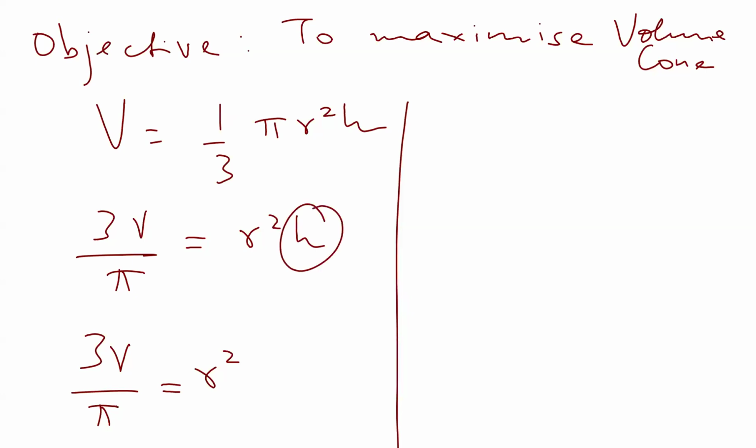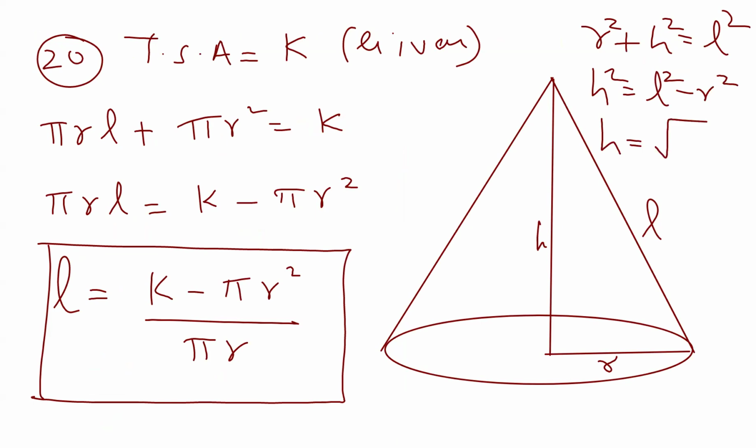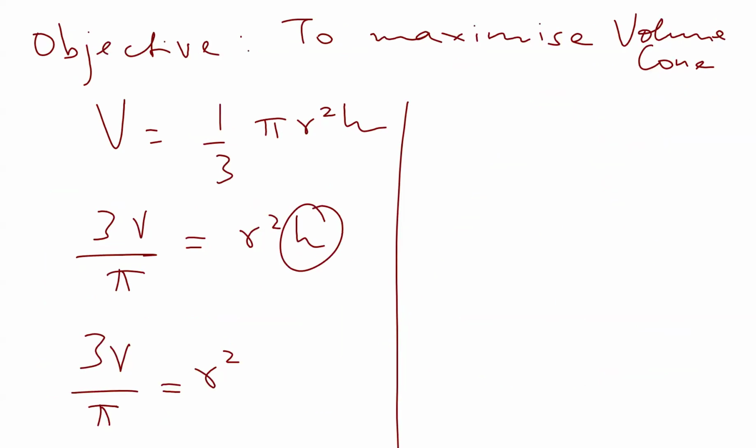H we'll find out using Pythagoras theorem. Guys, can someone tell me what is the value of h from Pythagoras theorem over here? R square plus h square is equal to L square. So h square is equal to L square minus R square. So h is equal to root of L square minus R square.